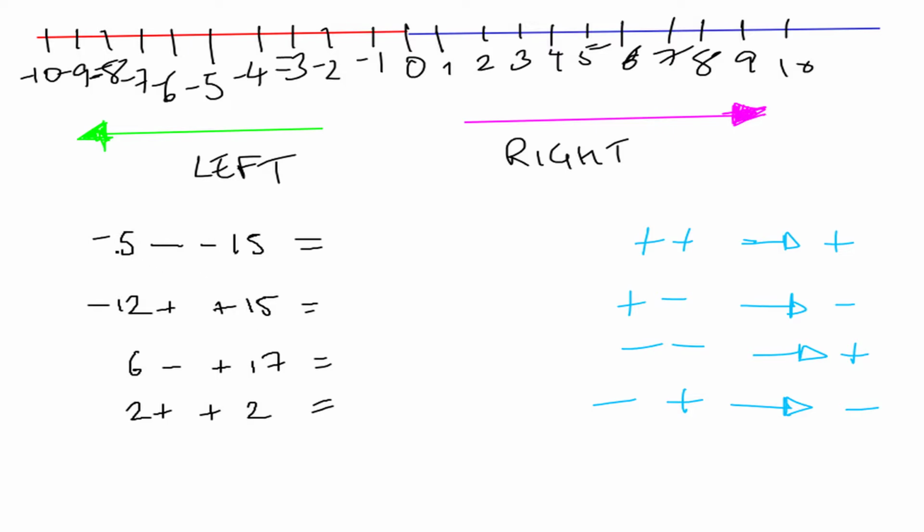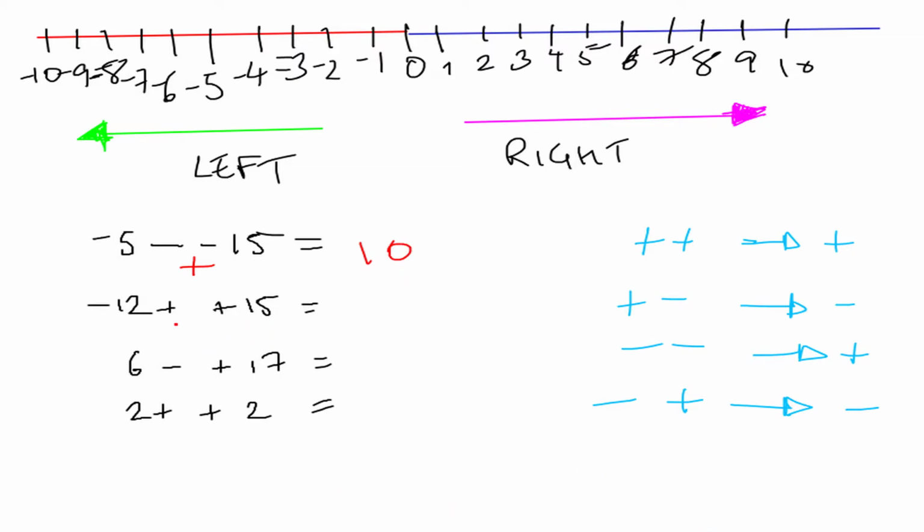Okay, so you've got minus 5 minus a negative number, minus 15. The middle, what does that become? Should be a positive here. So now you've got minus 5 plus 15. Yes, minus 5 plus 15. That should be 10.